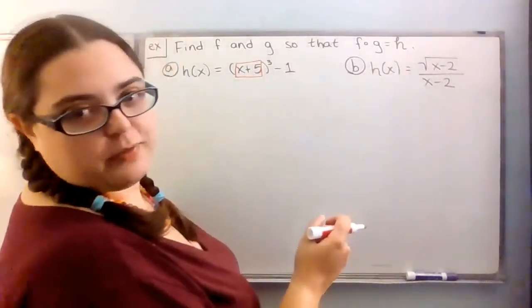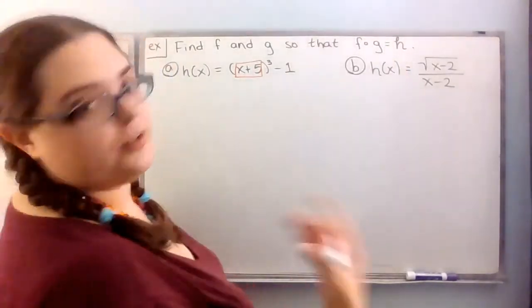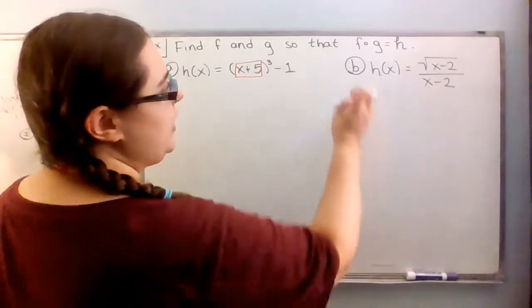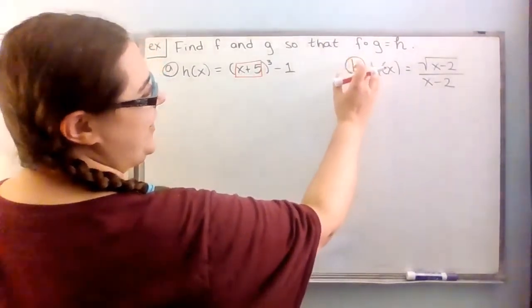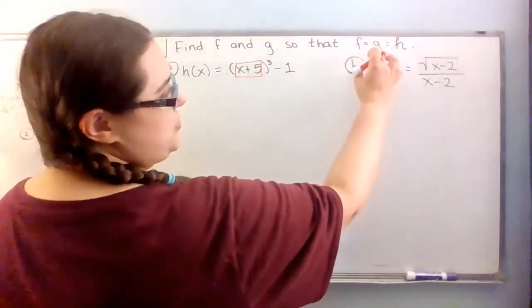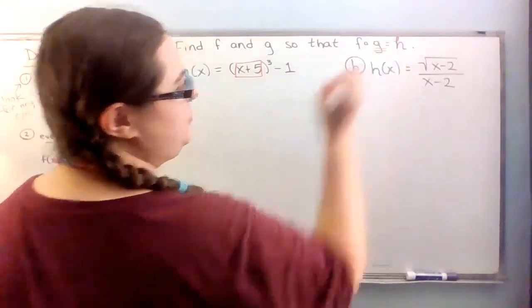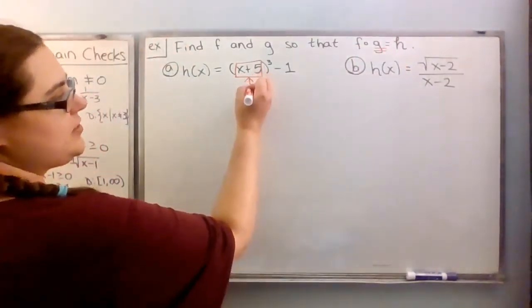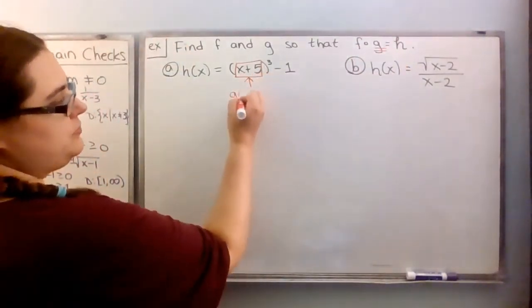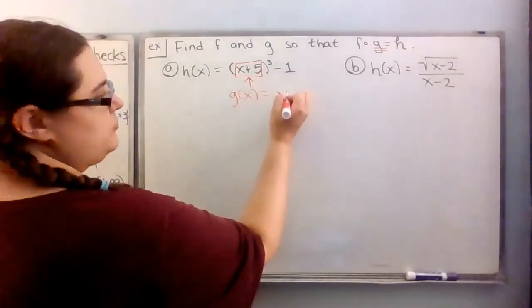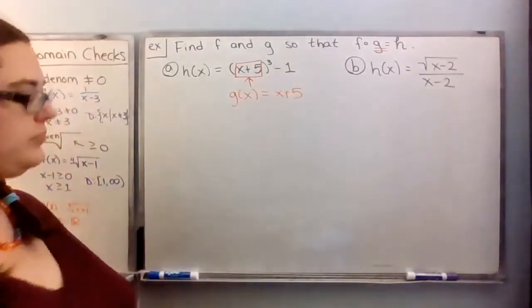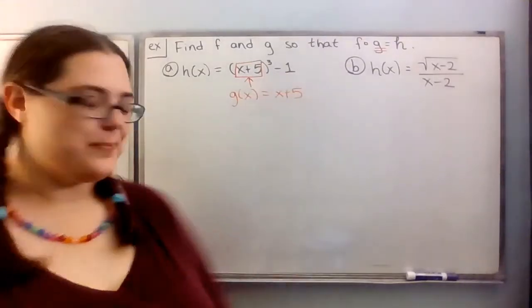Oh, I apologize for my neighbors. They're barking, rather, their dogs are barking. But so if I have f composed with g, g is the inside function. So that means this is going to be g of x. So that's my first step.